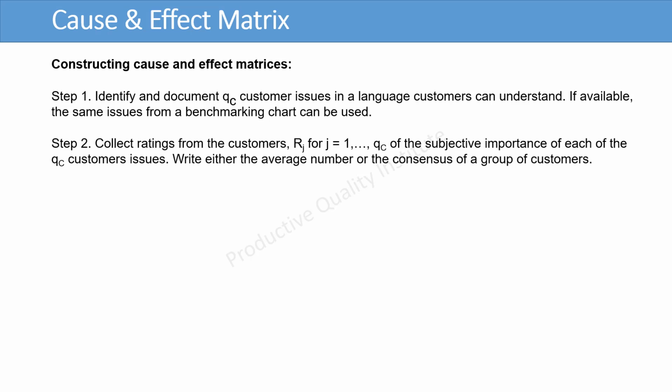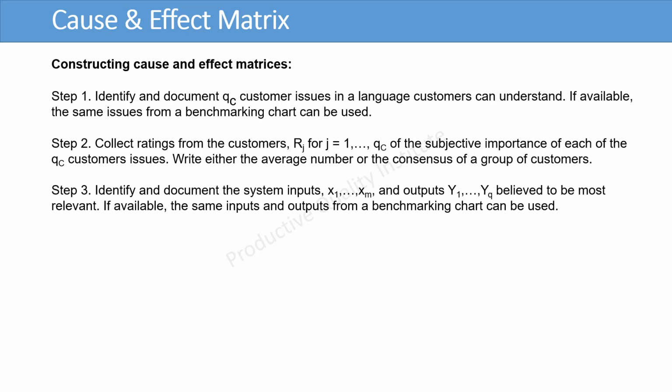Step 2. Collect ratings from the customers, R of J, for J equal from 1 until QC, of the subjective importance of each of the QC customer issues. Write either the average number or the consensus of a group of customers. Step 3. Identify and document the system inputs from X1 until XM and outputs from Y1 until YQ, believed to be most relevant. If available, the same inputs and outputs from a benchmarking chart can be used.